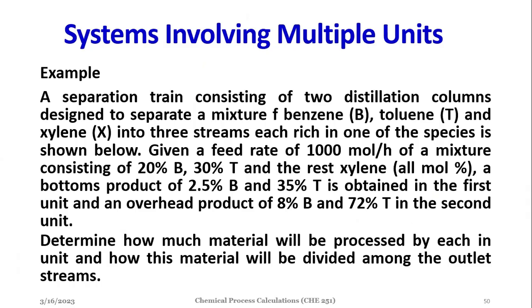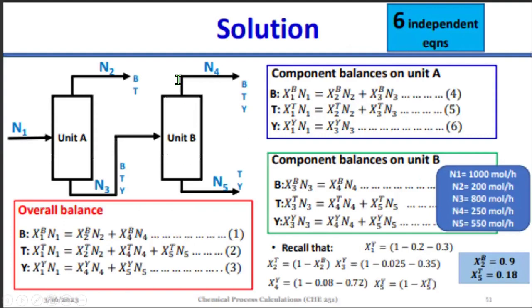So we have an example here. A separation train consisting of 2 distillation columns designed to separate a mixture of benzene, toluene, and xylene into 3 streams, each rich in one of the species is shown below. So we have a system here. We want to separate the feed into 3 streams.